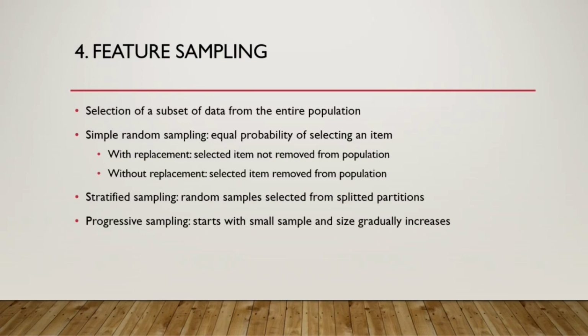Then comes stratified sampling. Here random samples are selected from split partitions. So instead of selecting the samples from the entire data set, I can have some partitions already created based on some criteria, then I can pick some samples. Suppose in this current situation there is COVID patients data for the entire country, and we have to do some processing on the data. Instead of selecting random samples from the entire data set, we can split the data set based on the different states of the country, and then select samples from the different states. So that is stratified sampling.